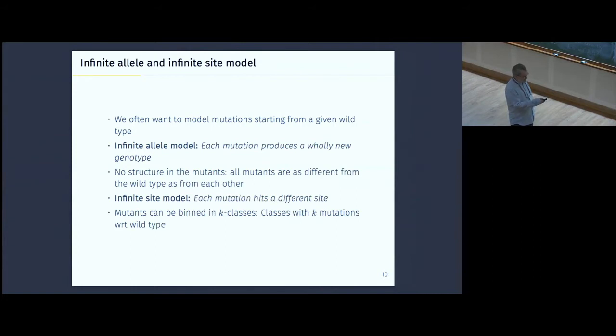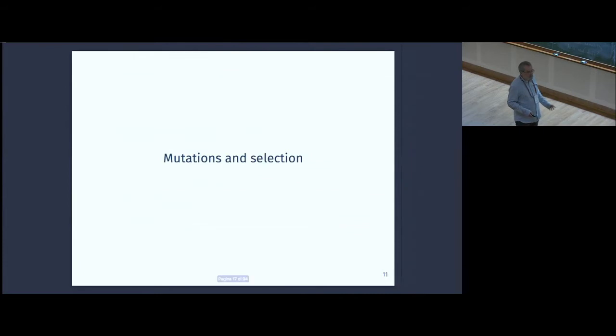So in the case of infinite site models, the mutants can be binned in K classes, classes with K mutations with respect to the wild type. So you start from the wild type and then you can bin them in K classes. Now, let's see what happens if you have mutations and selections.